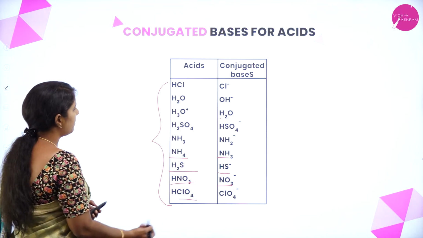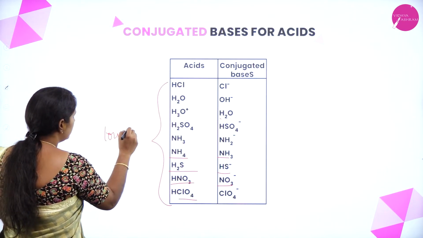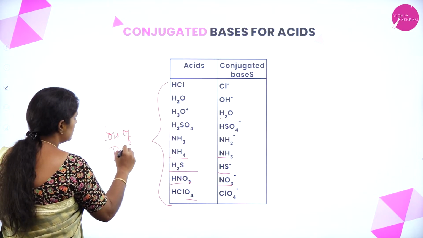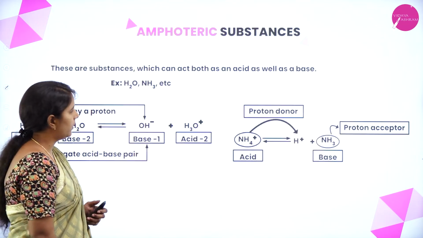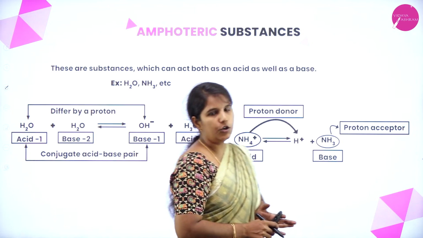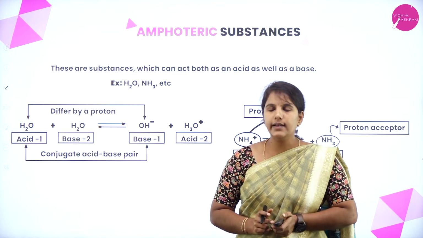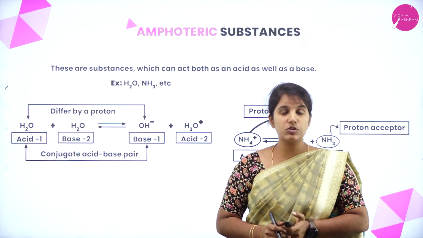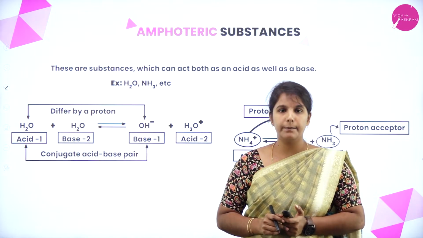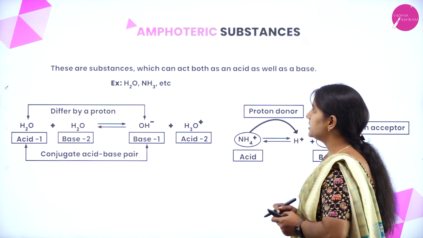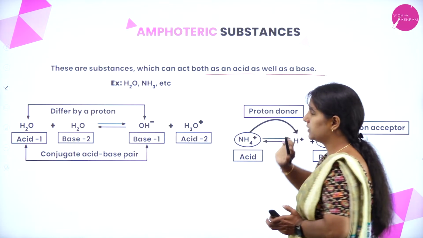In all these examples, you can see that there is a loss of proton taking place. Next, we have one more topic, that is amphoteric substances. We have already understood that amphoteric substances are those which can behave like both an acid as well as a base.